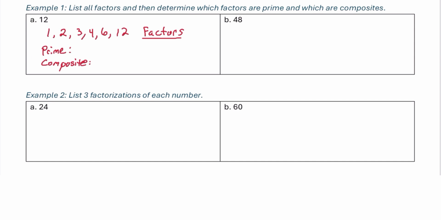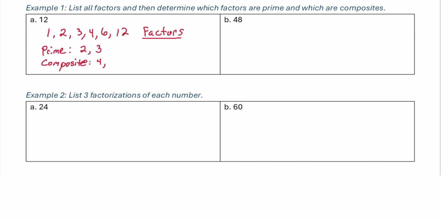Recall that prime numbers have two factors, 1 and itself. 1 is neither prime nor composite. 2 only has two factors, 1 and 2, so 2 is prime. 3 has only two factors, 1 and 3, so we say 3 is prime. 4 has the factors 1, 2, and 4, so it is composite.